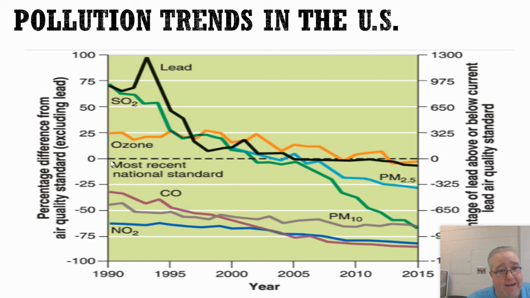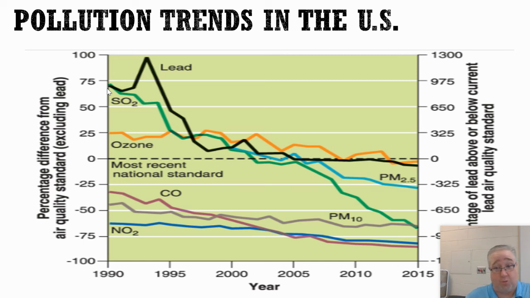So, for example, back in 1990, let's just use SO2 as an example. Back in 1990, in the United States of America, the SO2 levels, the sulfur dioxide levels of our air, were about 75% above what the standard is. So that's not good. Back in the 1990s, we knew that this was a problem. So what have we done about it?